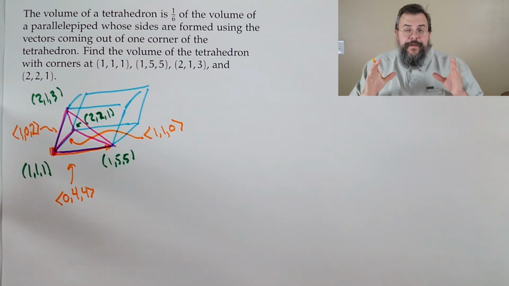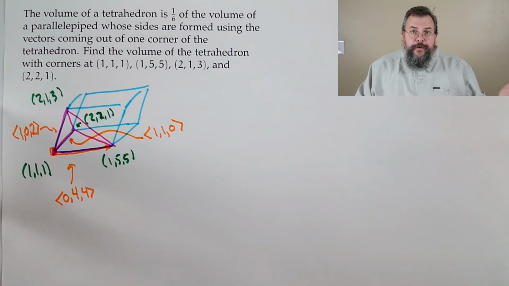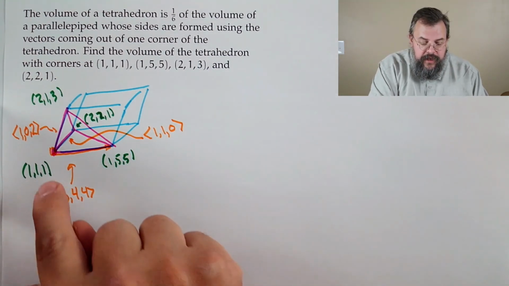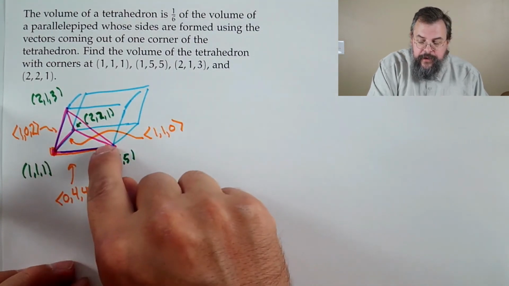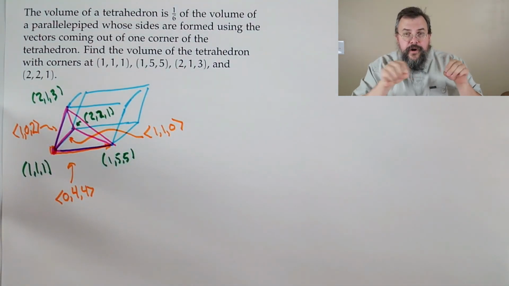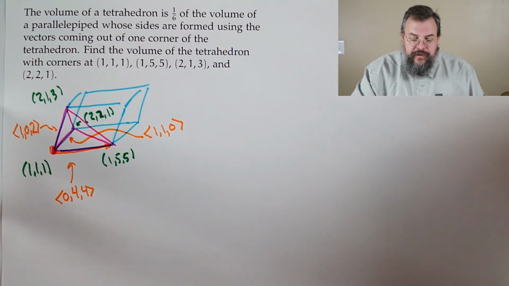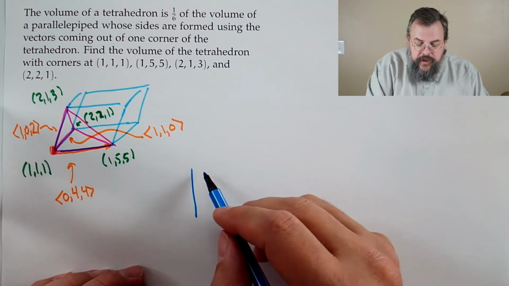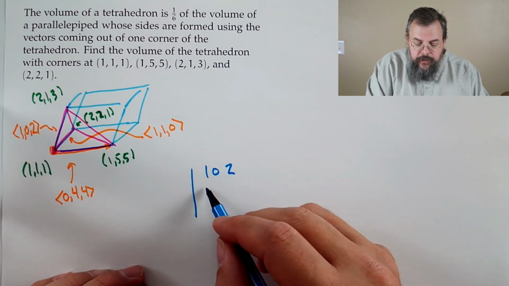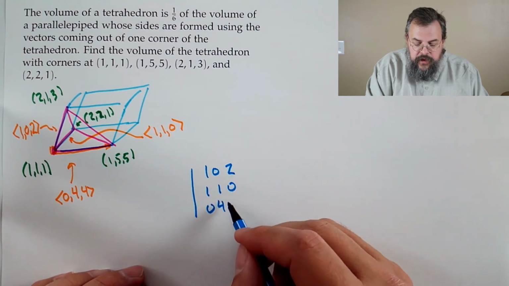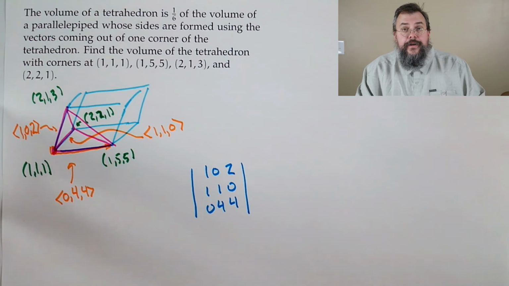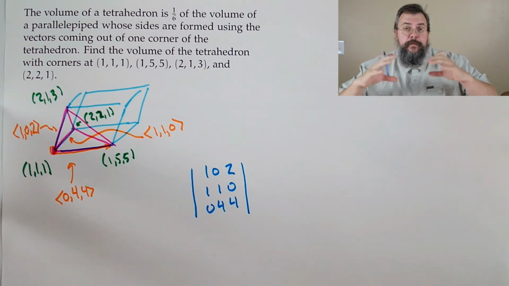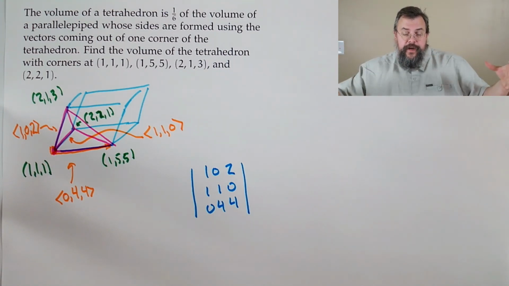So, remember the formula for volume. Volumes for parallelepipeds are determinants. What you do is you pick a corner, you find the vectors coming out of that corner. Those vectors form the rows of a 3 by 3 matrix. So, we write down our 3 by 3 matrix. It doesn't matter which order we write it in, so I'll just pick an order: (1,0,2), (1,1,0), (0,4,4). And now we take the determinant. That number, once we take the determinant, make sure it's positive, is the volume of the whole parallelepiped.